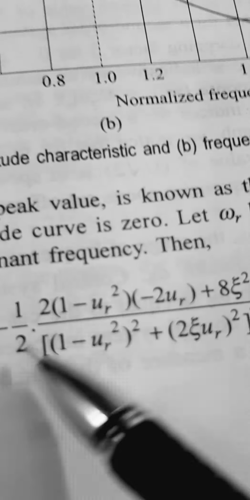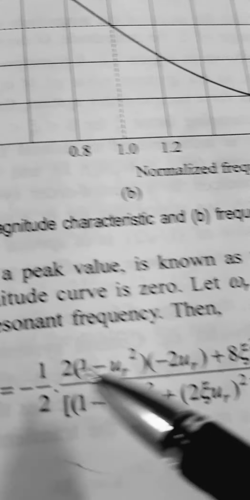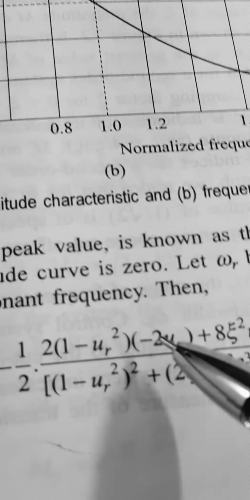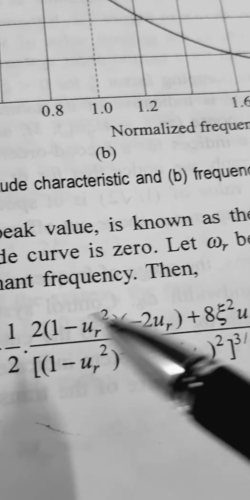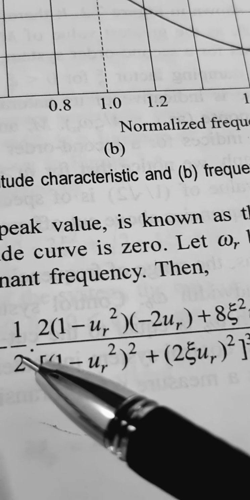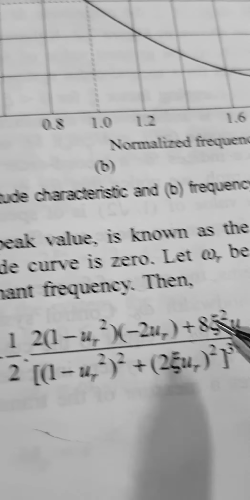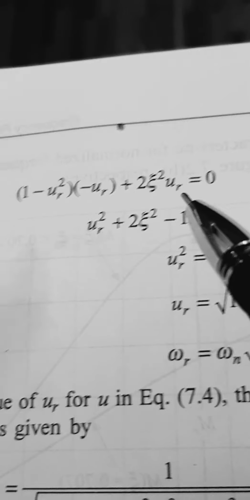Then you can see that the denominator is not equal to 0, only the numerator becomes 0. Then, arranging, this becomes minus 2 into 2, which is minus 4. Here it is 8, so 2 can be divided. Here 2, 4, again 2 can be taken out. So you are getting 1 minus ur square, minus ur square into minus ur, plus 2 xi square ur is equal to 0.